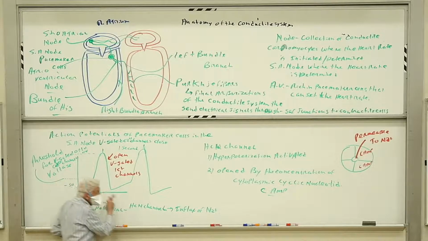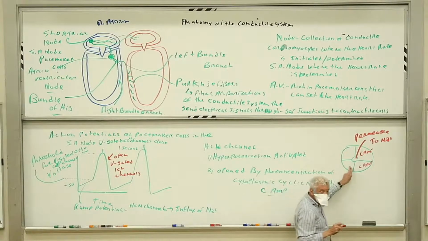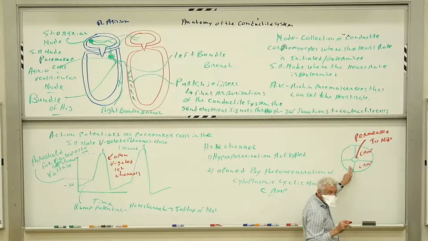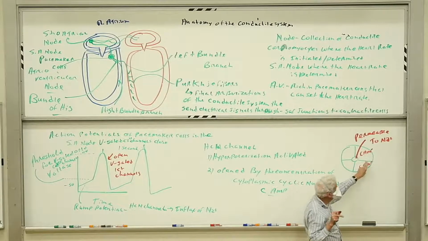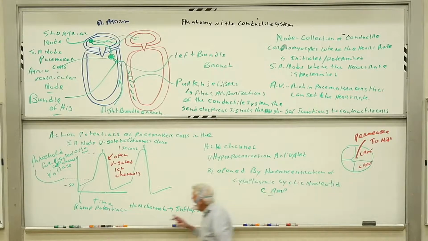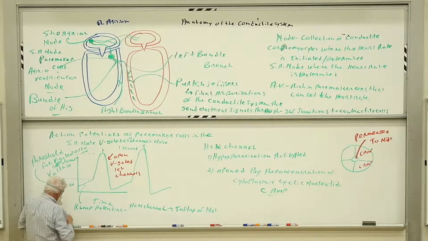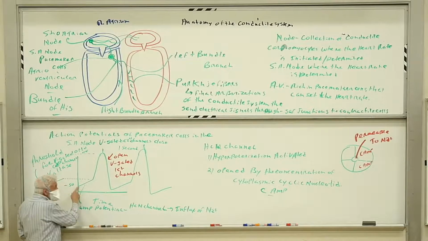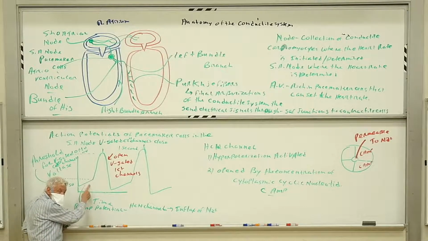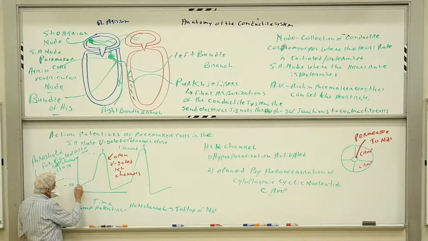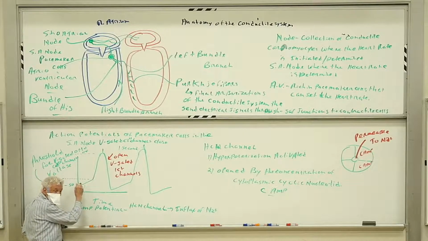That hyperpolarization contributes to the probability of opening the cyclic AMP gated channels. But the hyperpolarization itself is not adequate. You also need to have, working in conjunction with hyperpolarization, the cyclic AMP binding to these channels, increasing the probability of opening, allowing the sodium to come in. I think you can see from this that if we let more sodium in through the HCN channel, what's that going to do to the rate of rise of this ramp potential? If more sodium is coming in, it's going to more rapidly depolarize the cell.